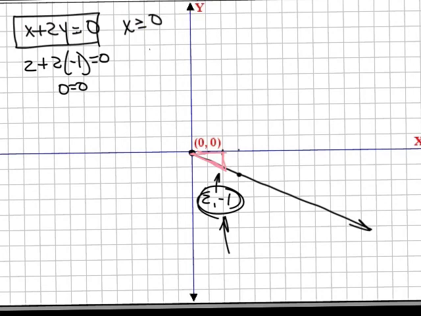So this is 2. Let's do it in black. That's 2. That's negative 1. And then I can find out what this is. That's my r value by taking 2 squared plus negative 1 squared equals r squared, or take the square root of that, and I find out that this length here is the square root of 5. So that's my hypotenuse. So my x is 2, my y is negative 1, and my r, or my hypotenuse, is the square root of 5.